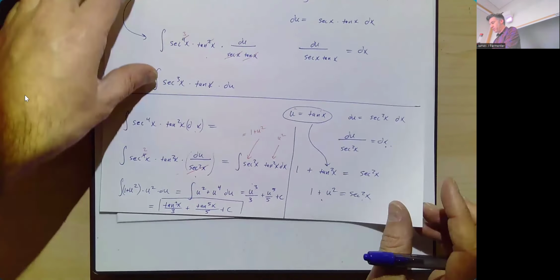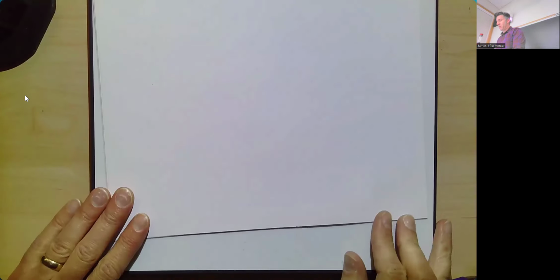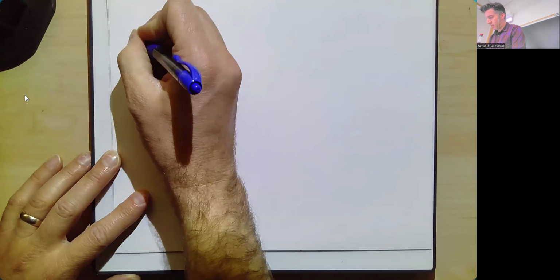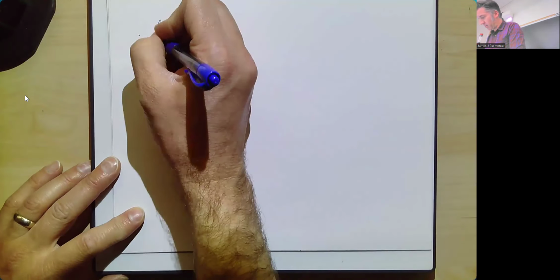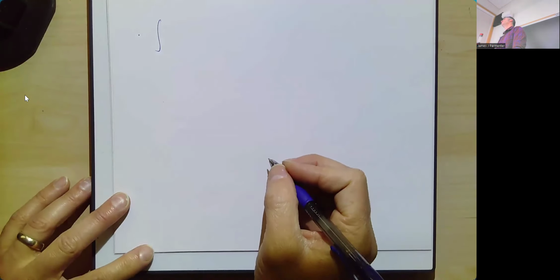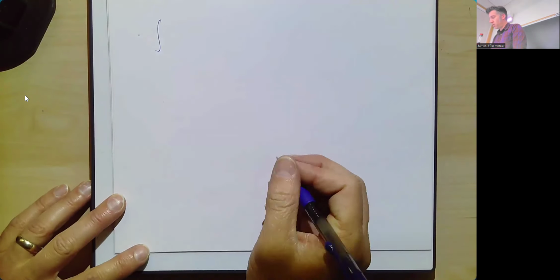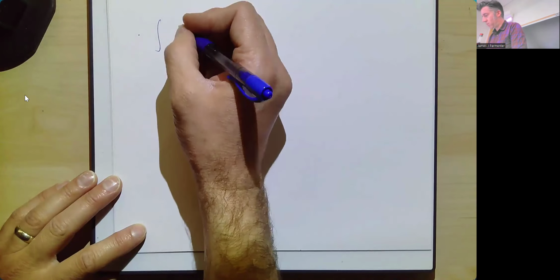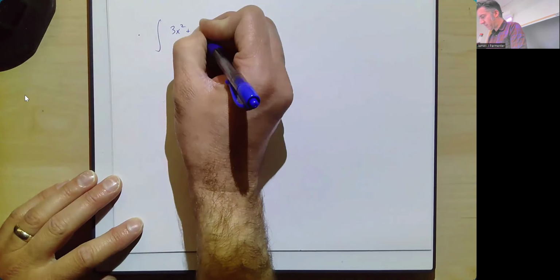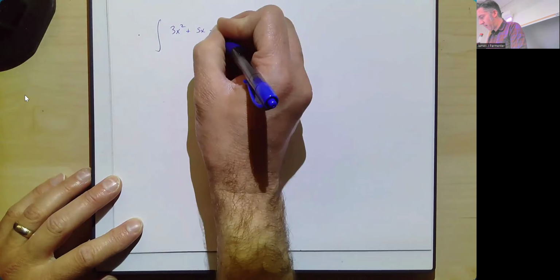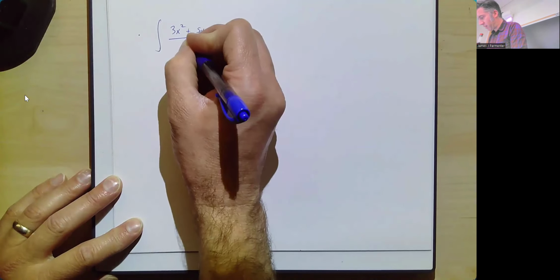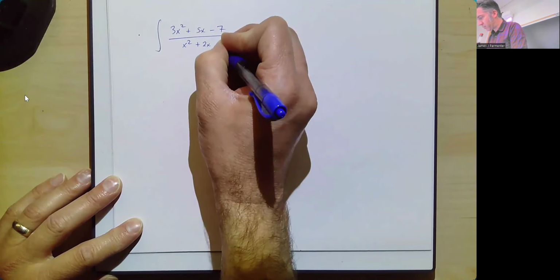Okay, some people had asked about polynomial long division as well, and how you know when to do it. So let's say we have something like this. We'll do two of those. Let's do the integral of 3x squared plus 5x minus 7 over x squared plus 2x plus 1.